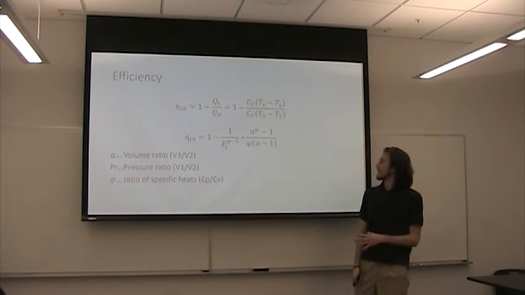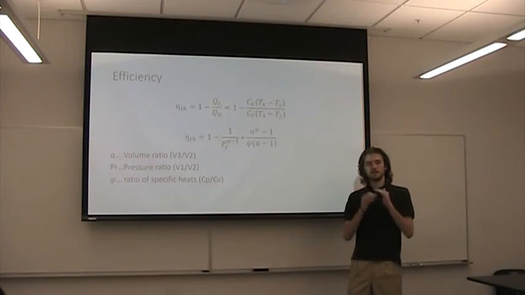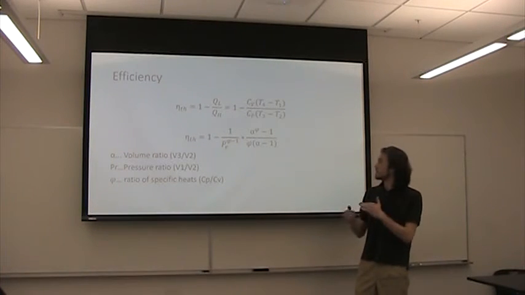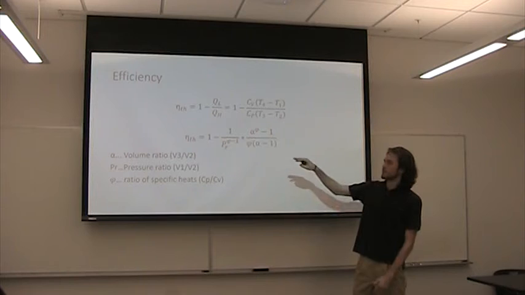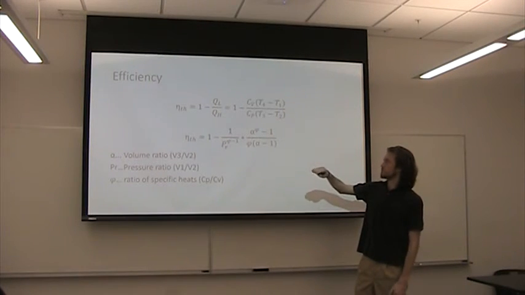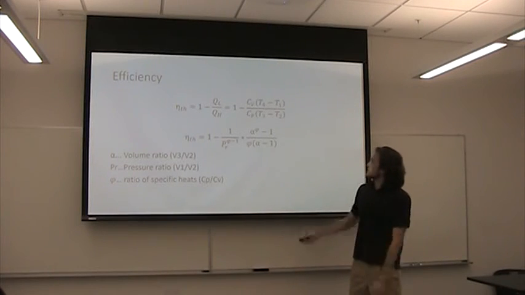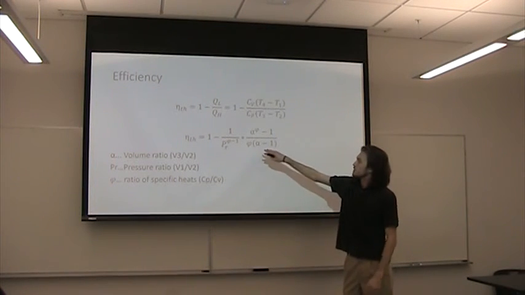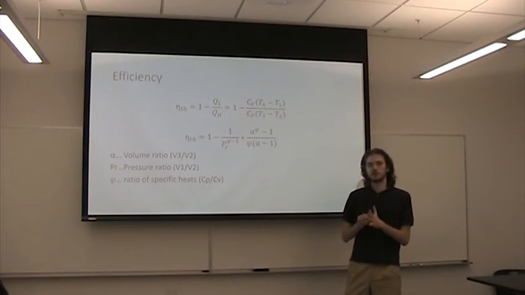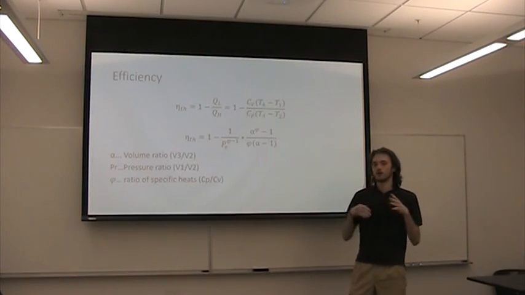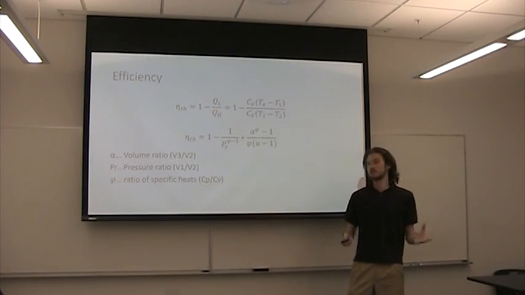The efficiency is calculated by having the heat subtracted, so you have QH minus QL. I forgot to put that up there, but both sides are divided by QH. And that results in this final equation, which has the pressure ratio and the volume ratio, which are characteristics of the engine itself.